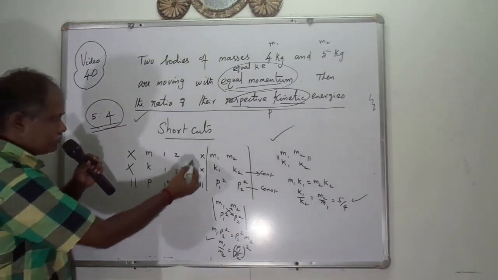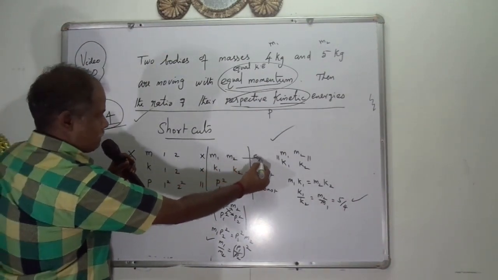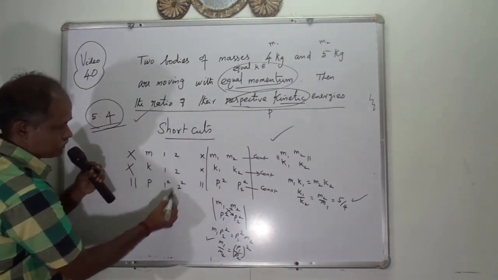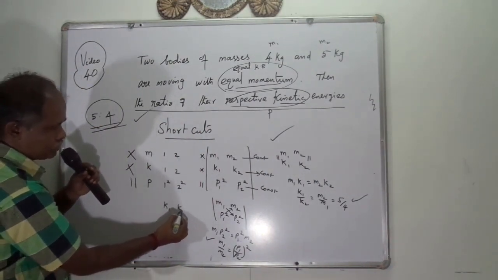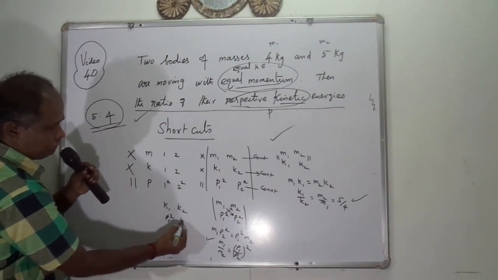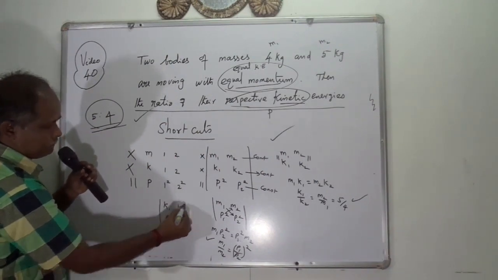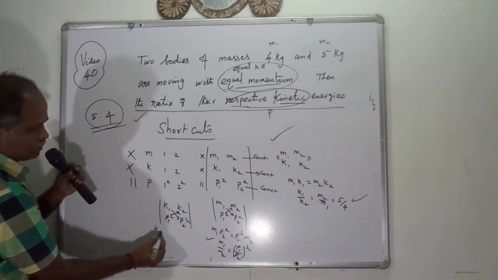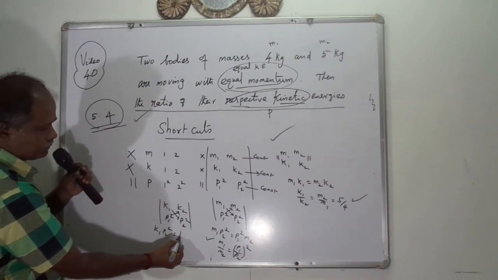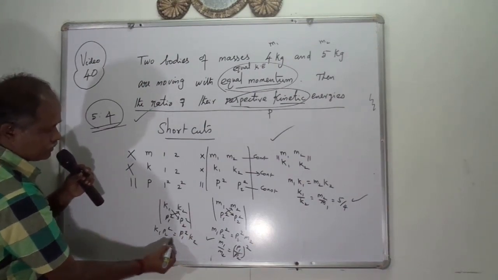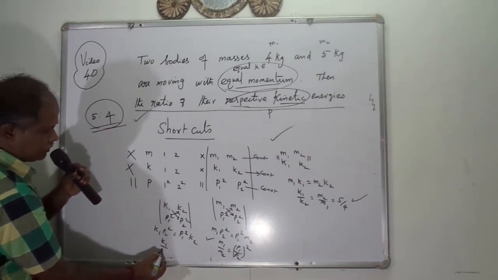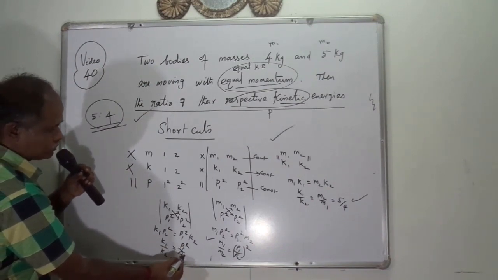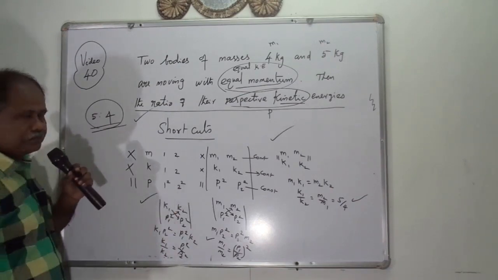For example, let M be constant. What of the remaining terms? This is also cross. That is K1, K2, P1 square, P2 square. Again this is cross. That is K1 P2 square is equal to P1 square K2. That is K1 by K2 is equal to P1 square by P2 square. This is the third step.